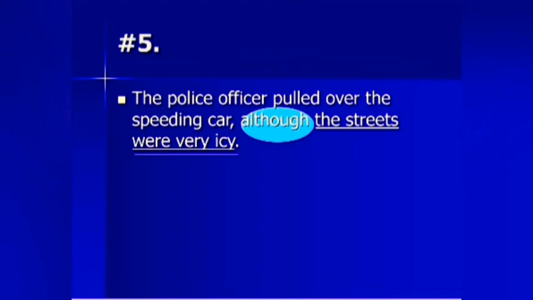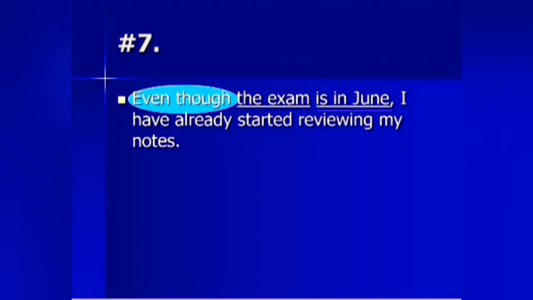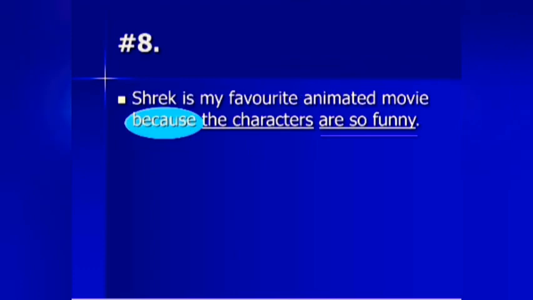So you can see although is a subordinating conjunction, making the second part, although the streets were icy, a subordinating clause. Even though the exam is in June, I have already started reviewing my notes. Even though is the subordinating conjunction here. Shrek is my favorite animated movie because the characters are so funny. So you can see because the characters are so funny starts with the term because, the subordinating conjunction. So it's a subordinating clause.